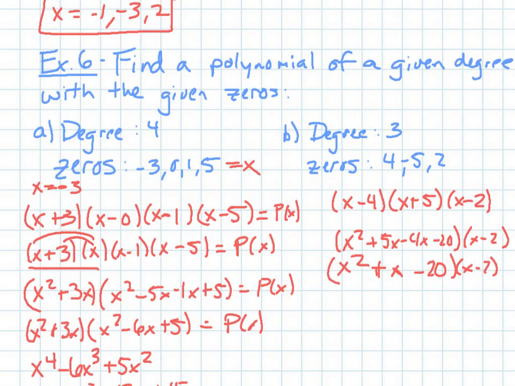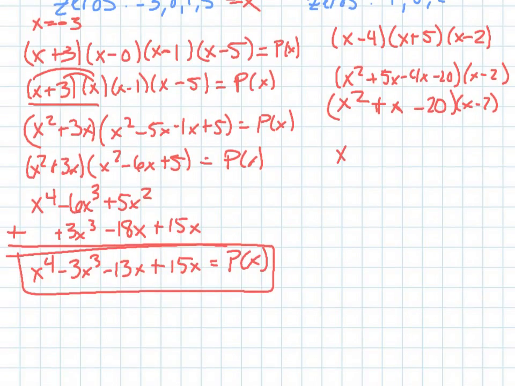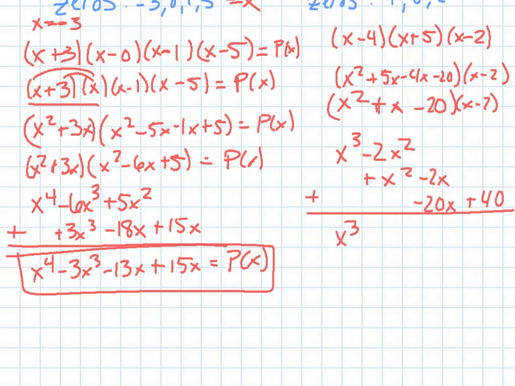And then multiply the other one through, so x cubed minus 2x squared, and then x squared minus 2x, and then negative 20x plus 40. So here I want to add down, so x cubed, negative x squared, negative 22x plus 40. Okay, so there's my answer. So that's what they're kind of looking for when they want you to find a polynomial.